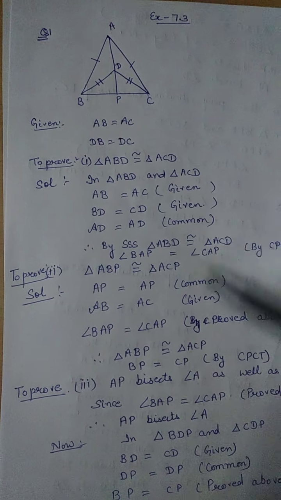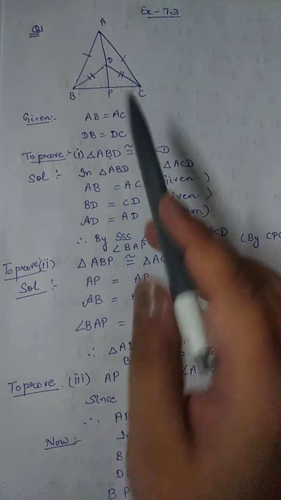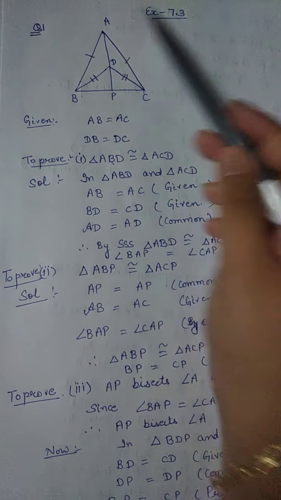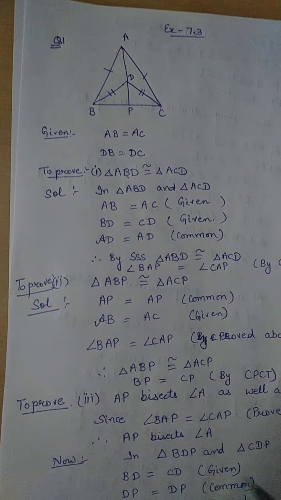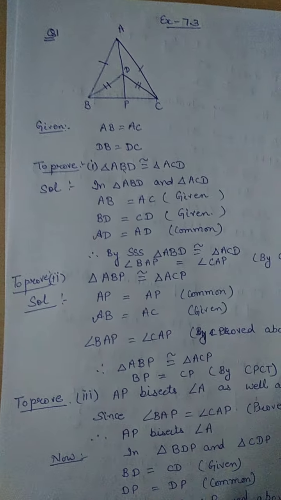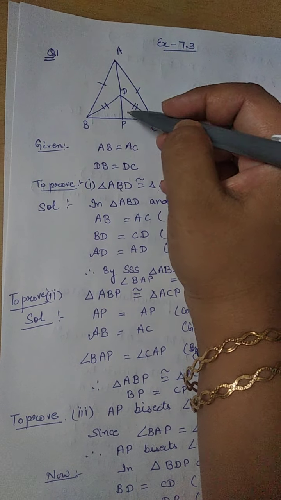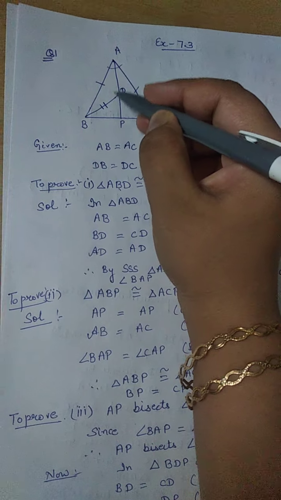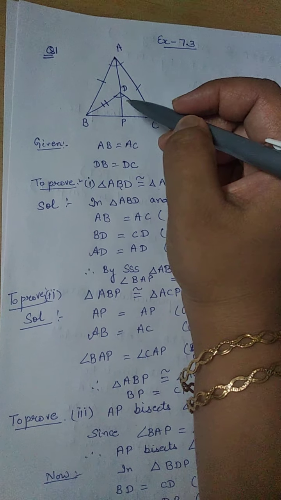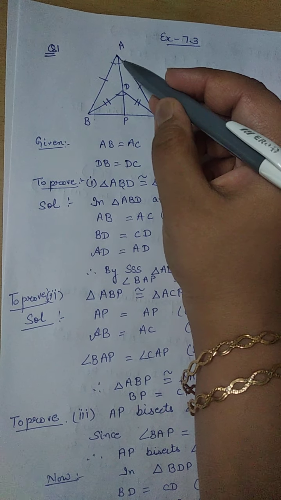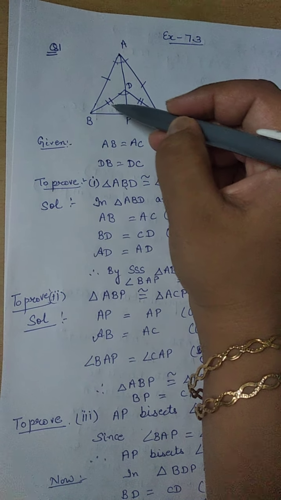So what do we have to prove? We have to prove four things. We have to prove that triangle ABD is congruent to triangle ACD, and triangle ABP is congruent to triangle ACP. And we have to prove that AP bisects angle A as well as angle D, that this line AP will bisect angle A and angle D. If we prove these two congruent, we can easily say that this angle is equal to this angle, and that can be used in proving them congruent.